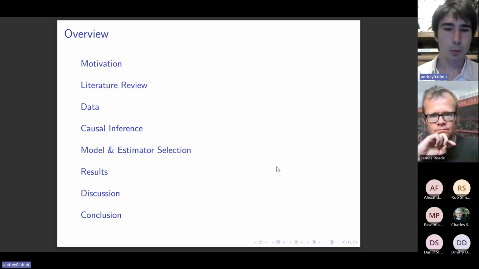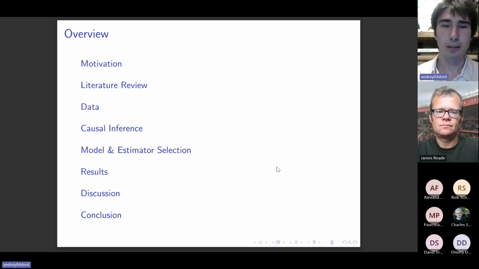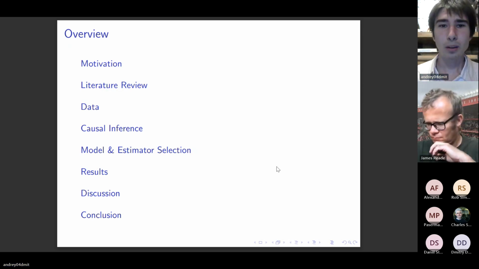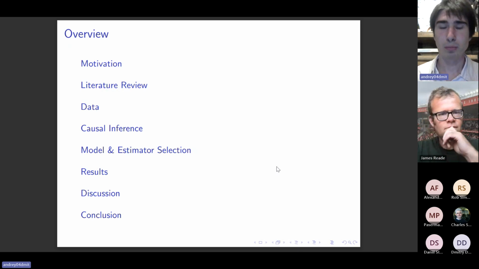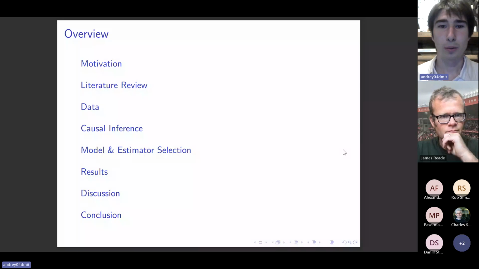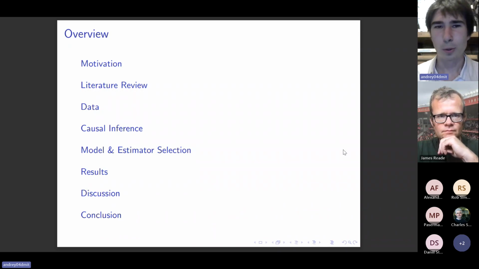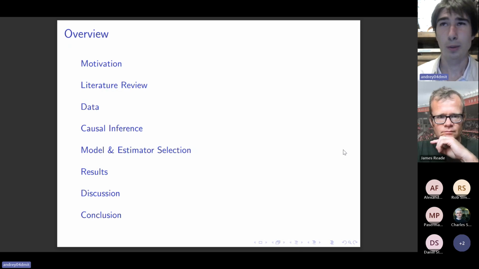There are three major assumptions. We'll formulate them as Rubin did, and then we will delve into the peculiarities which connect these assumptions with the sports economics field. Then I'll talk about the choice of the model and the estimator selection, and finally results, discussion, and conclusion. Overall there will be almost 35 slides. So let's start with the motivation.